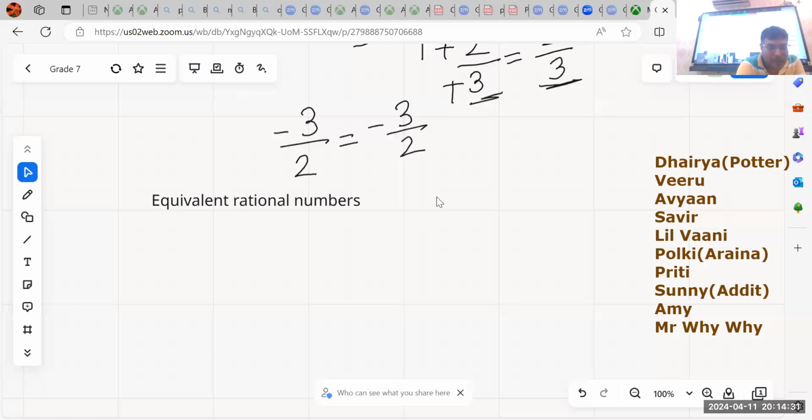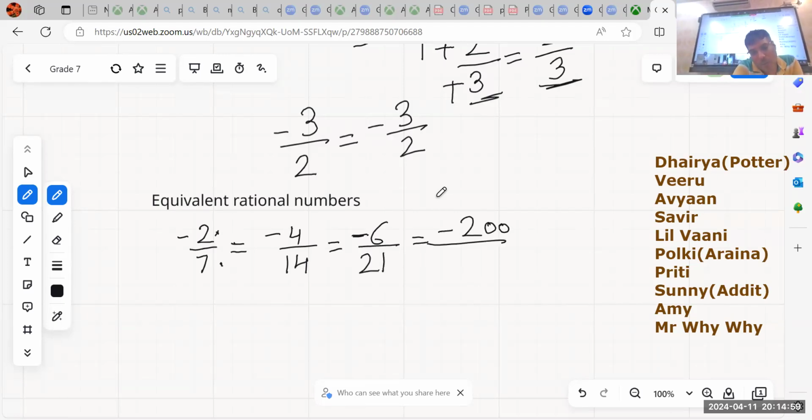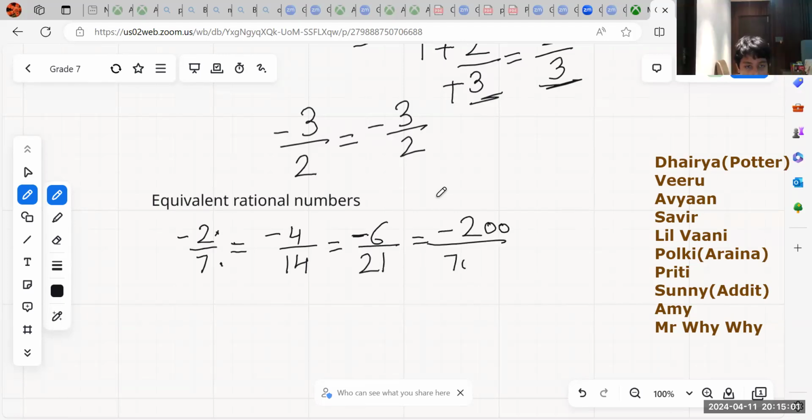Let me give you an example. 2 by 7 or minus 2 by 7. What will be the equivalent rational number? I'll multiply the numerator and denominator by 2. I'll get minus 4 by 14. I'll multiply by 3, I'll get minus 6 by 21. I'll multiply by 100, I'll get minus 200 upon 700.